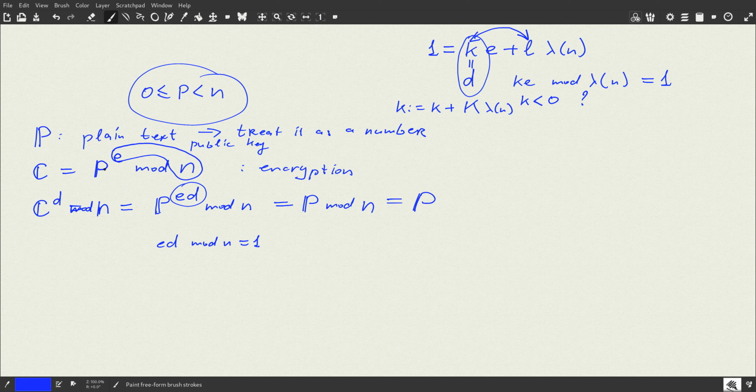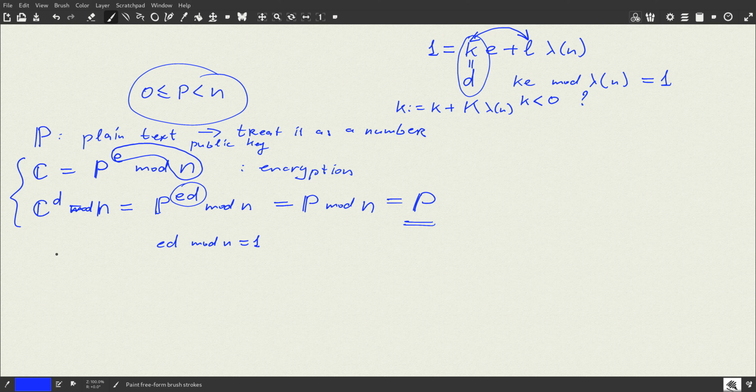So basically, encryption and decryption are just power operations. Raising your plain text to the power E and taking the result modulo n gives the encrypted text. Raising the result to the power D and taking modulo n restores the plain text. So these two operations are complementary to each other and completely symmetric. Okay, so that's how simply it works.